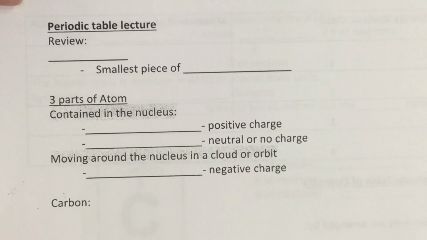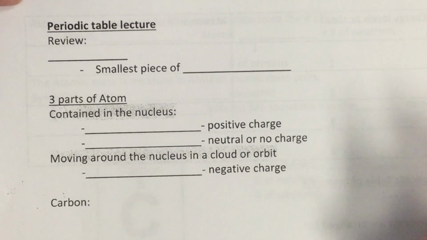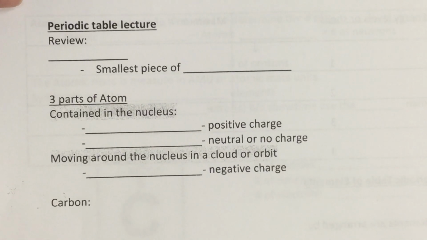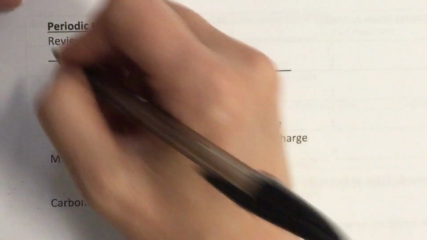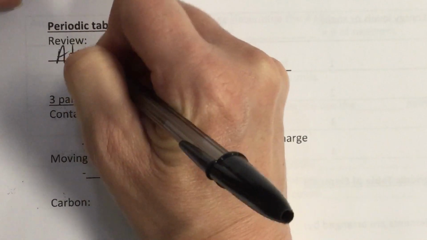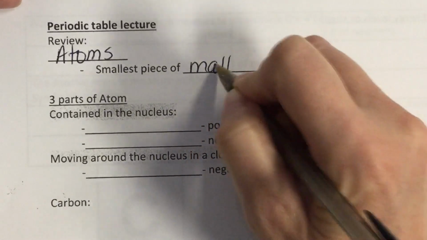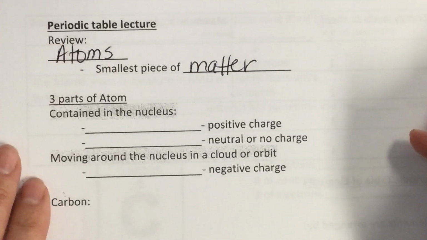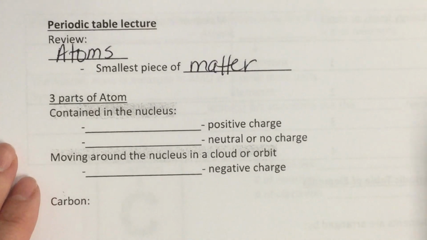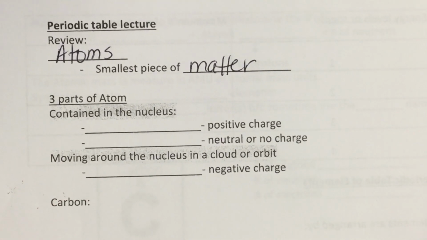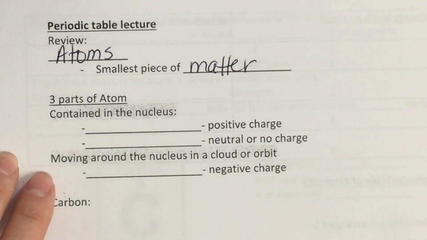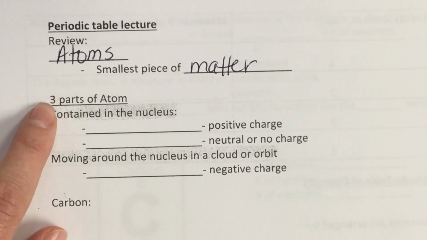Okay, so to review, we're going to start off reviewing just atoms in general, and then we're going to get into the periodic table because it's all connected. So our review here is the atoms. They're the smallest piece of matter. So remember, in terms of chemistry and science, this is the smallest unit that most of the science is based upon. Now, these atoms are made of 3 parts.